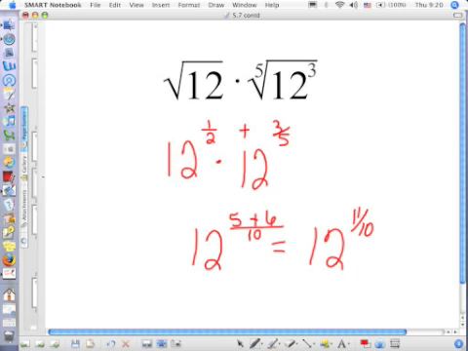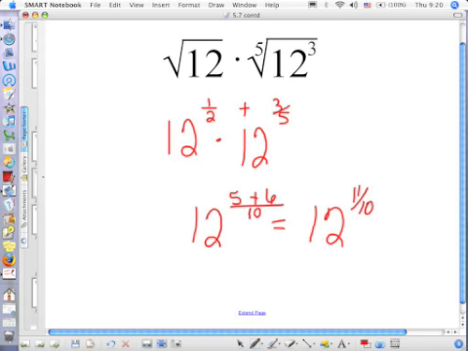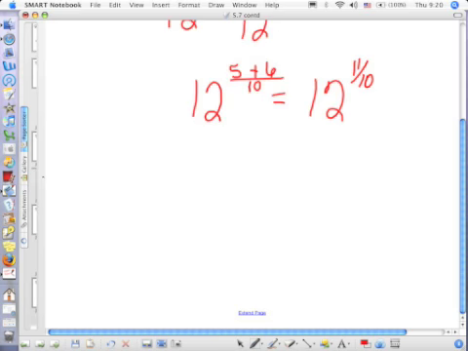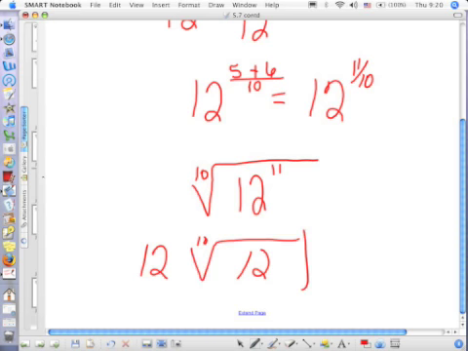What's step 3? Turn it back into a radical. How do you put 12 to the 11/10 into radical form? Parker? The 10th root of 12 to the 11th. Very good. What's step 4 say? Simplify the radical. Do you have enough 12s in there to take one out? Yes. I can take out one 12. How many do I have left? And this is your answer. 12 times the 10th root of 12.